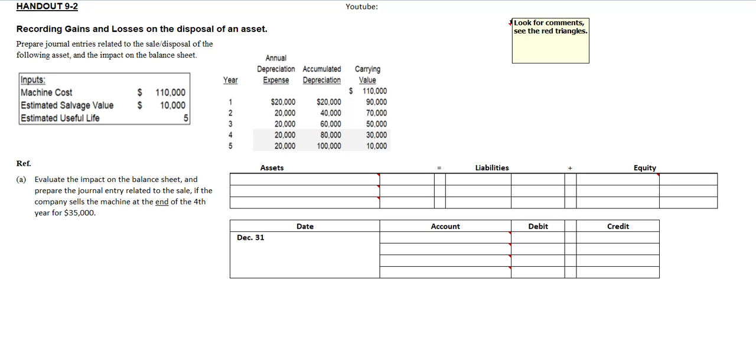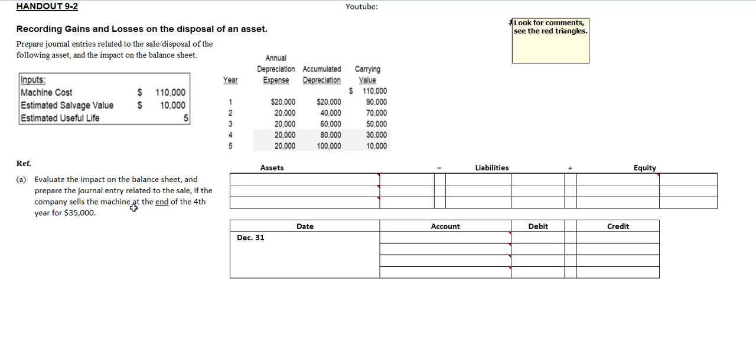In this video, we're going to walk through basic journal entry transactions related to gains and losses on the disposals of fixed assets. We're given information regarding a piece of equipment we've bought. It cost $110,000, had an estimated salvage value of $10,000, and a 5-year useful life. And we're given the depreciation schedule for the equipment as well. And we're going to go through 3 different scenarios.